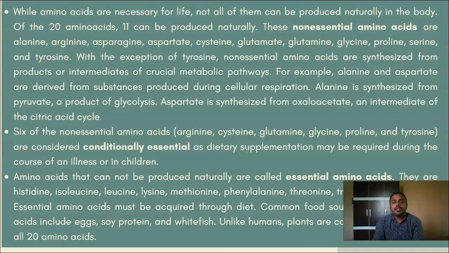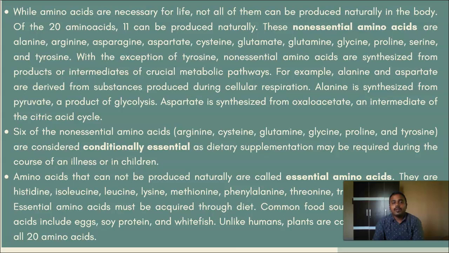Now we will see the different types of amino acids, or the classifications of amino acids. Generally, we classify amino acids into 3 subtypes: non-essential amino acids, conditionally essential amino acids and essential amino acids. What are these? While amino acids are necessary for life, not all of them can be produced naturally in the body. Out of these 20 amino acids, only 11 can be produced naturally in our body.